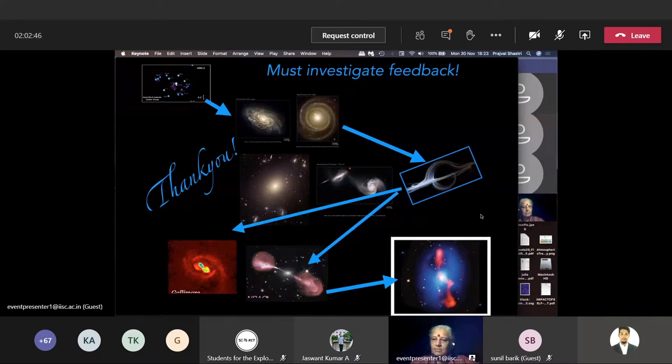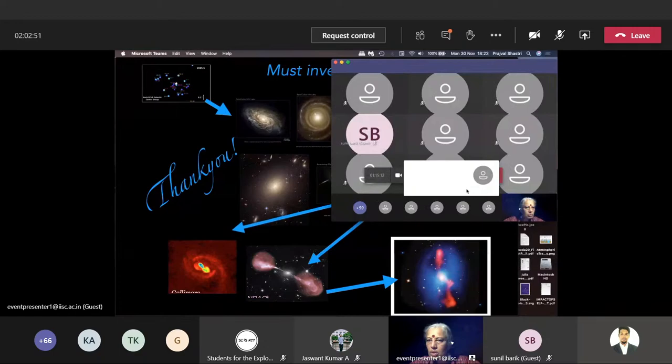Am I supposed to look at some chat or something? I don't know how to... Oh, I see. Here is the chat button. Participants can unmute and ask questions.